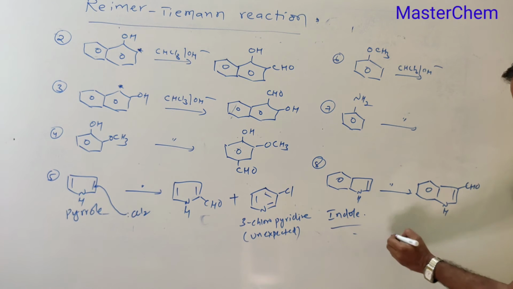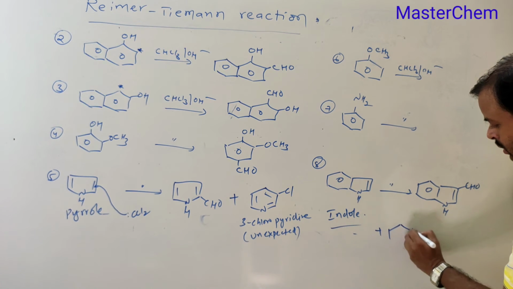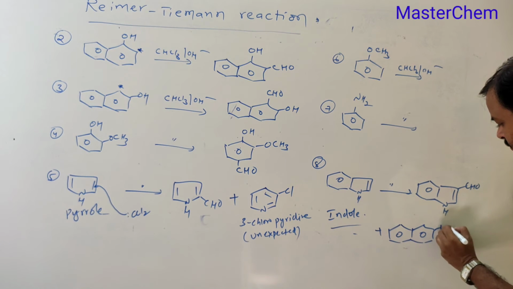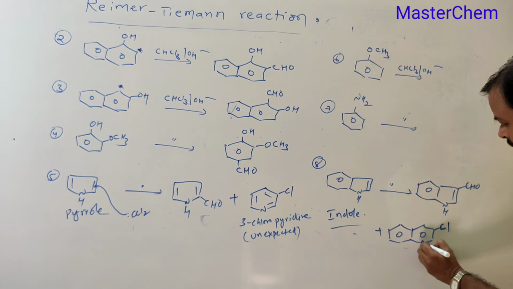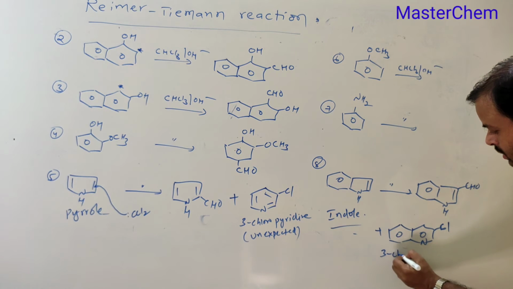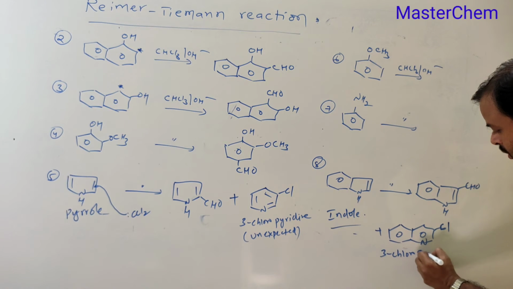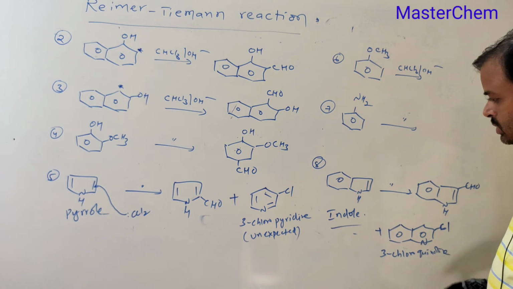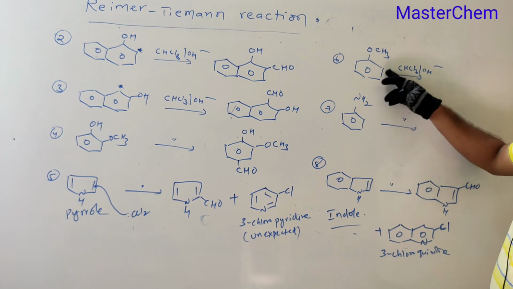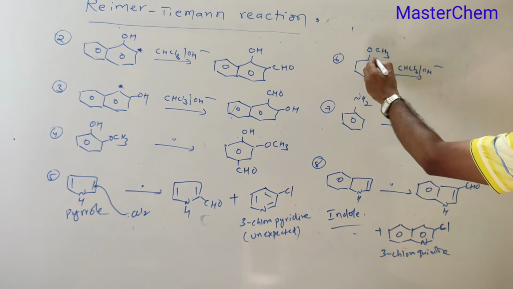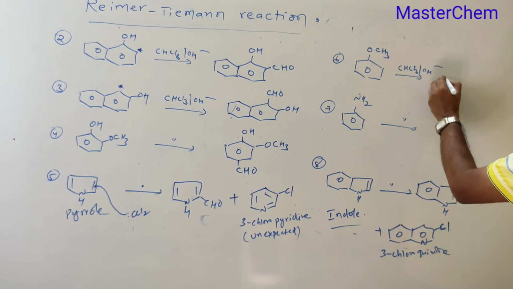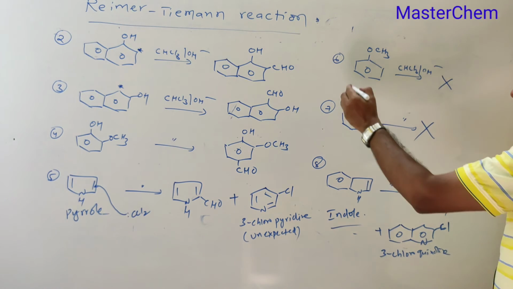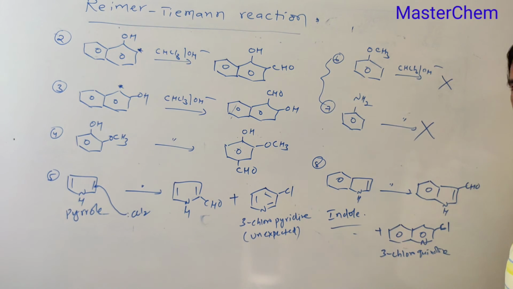Like that, in the same way here also, 3-chloroquinoline is formed. It is also an unexpected product. Now what about this? Here with OCH3, there is no Reimer-Tiemann reaction. So this is also important.